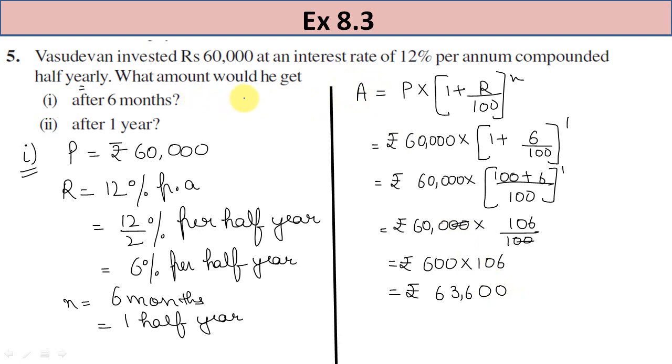That means the first part solved. They are only asking you to find out the amount. So we have calculated. Now let's see the B part, the second part, where you need to find out the amount would he get after a year. So in the second part, the principal is same, which is 60,000, right?